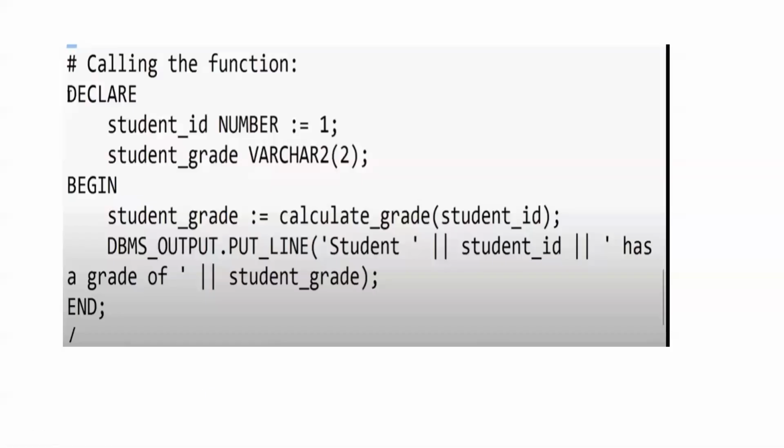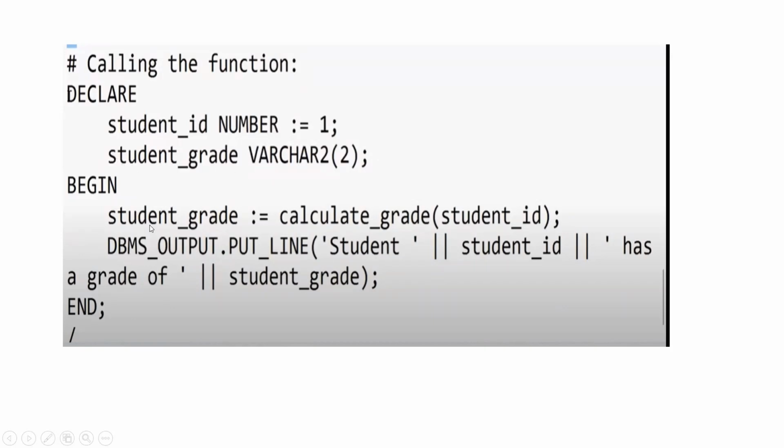For this function, we have to use a function call. We studied calling the procedure, and it is the same format. So what are the things present in the function call? A declaration part and an execution part. In the declaration part, what are the things you will be giving? Student ID, we are giving as 1. Student grade, varchar. These two are the declaration part.